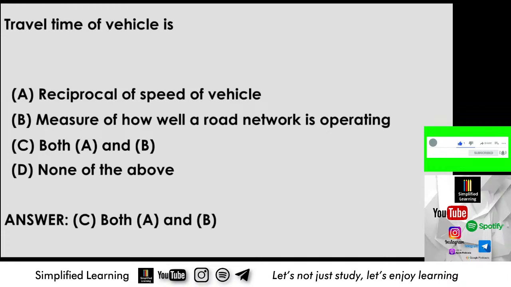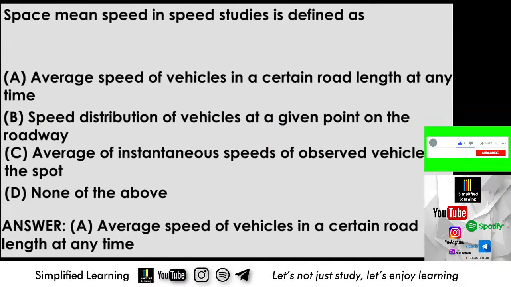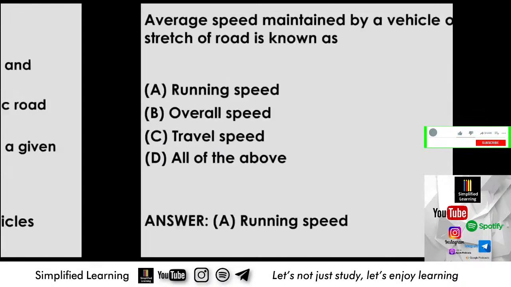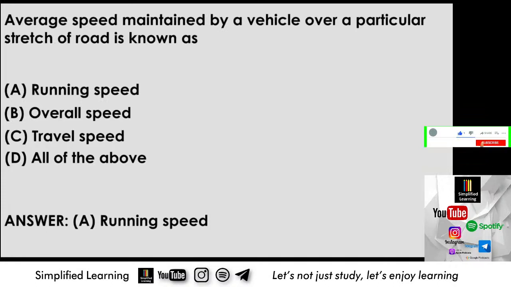Travel time of vehicle is reciprocal of speed of vehicle and measure of how well a road network is operating. Space mean speed in speed studies is defined as average speed of vehicles in a certain road length at any time. In speed studies, average speed is defined as average of the spot speeds of all vehicles passing a given point on the highway. Average speed maintained by a vehicle over a particular stretch of road is known as running speed.